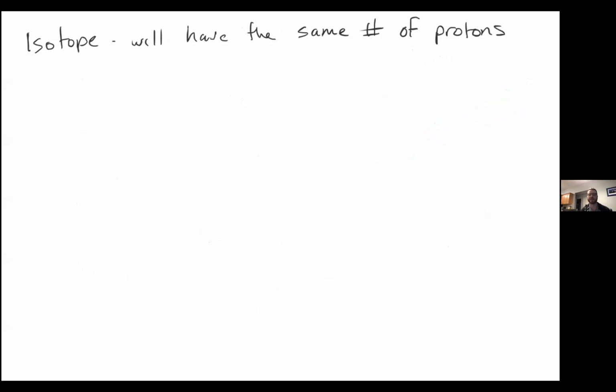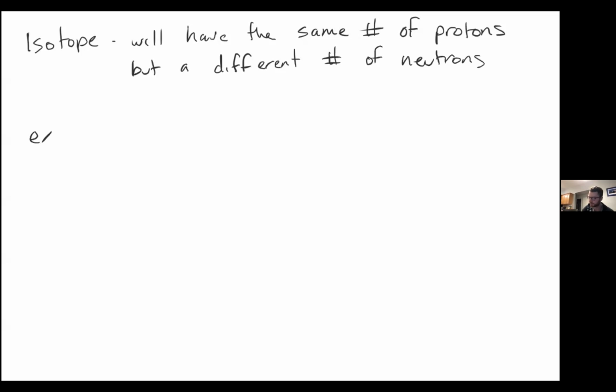Question 8. Write a definition for the term isotope. So isotope, this will have the same number of protons. Remember, the amount of protons defines what that element is. Okay, so isotopes, we will have the same number of protons, but a different number of neutrons.